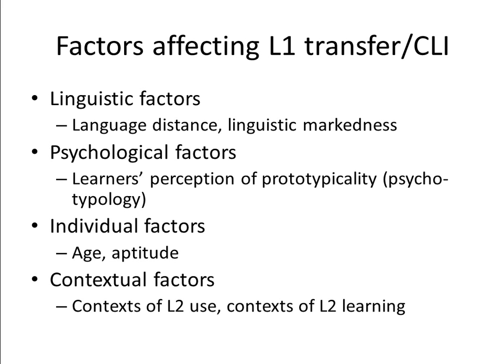And here we have some factors affecting first language transfer or cross-linguistic influence. I cannot explain all of these, but we have linguistic factors such as language distance and linguistic markedness, and psychological factors such as learner's perception of prototypicality, or psychotypology, and individual factors such as age and aptitude, and contextual factors. These are contexts of second language use and contexts of second language learning. So if you're interested in this, please try to find some information about it. You can find a lot in books and maybe even on the internet. So let me explain only some of these.